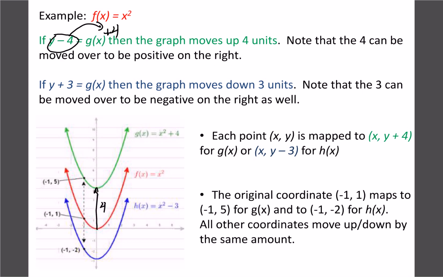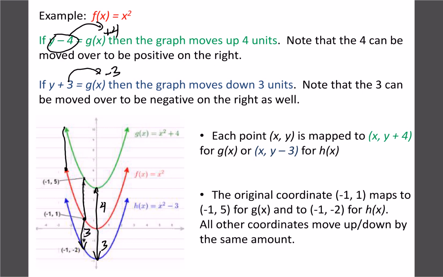But again, it's not just the vertex, it's every coordinate. You can see this one here is now also up 4, or a coordinate up here has also gone up 4. So every coordinate goes up 4. And the blue one that I have, the 3's on the wrong side, so if we bring that over, it would be minus 3. So in this case, we moved it 3 down. And you can see on the blue graph, all of the coordinates are down 3 units.